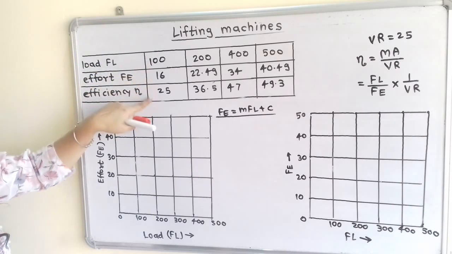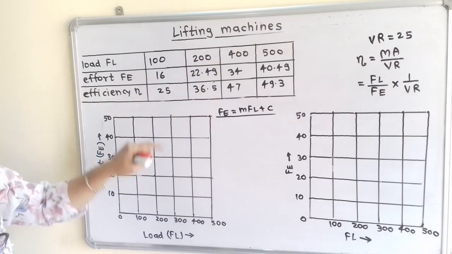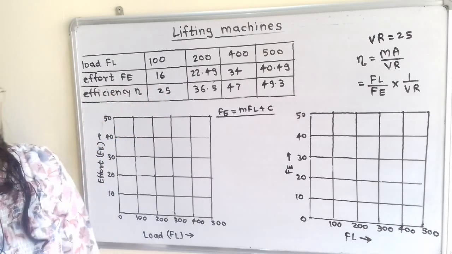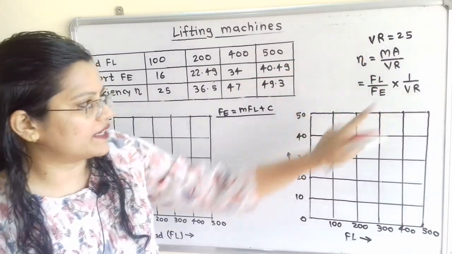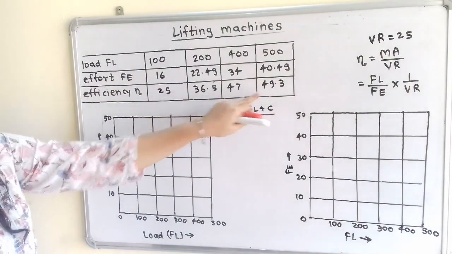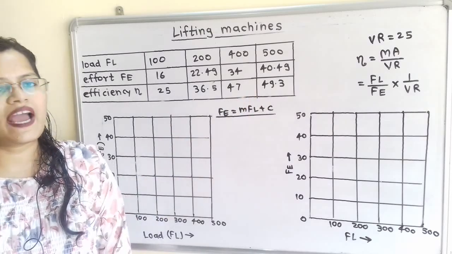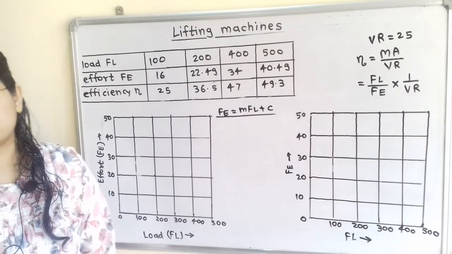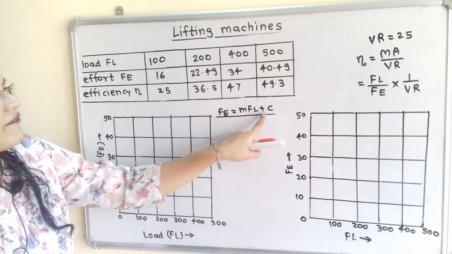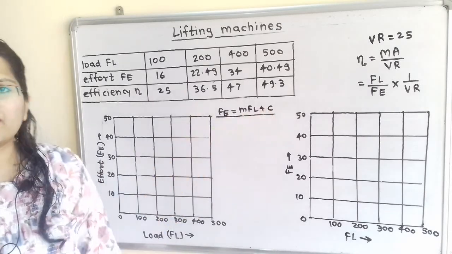So for each column, we will calculate efficiency equal to FL divided by 25 FE, because VR is equal to 25. When we calculate this, we will get the different values for efficiency. First question, we have to find out the law of machine, where law of machine is FE equal to M into FL plus C. We have to find out the value of M and the value of C.